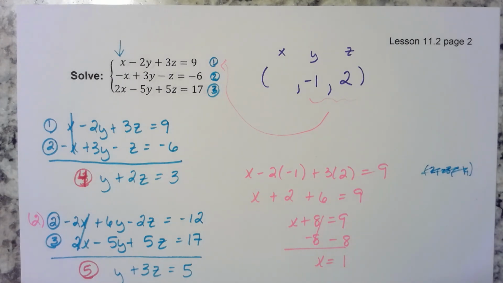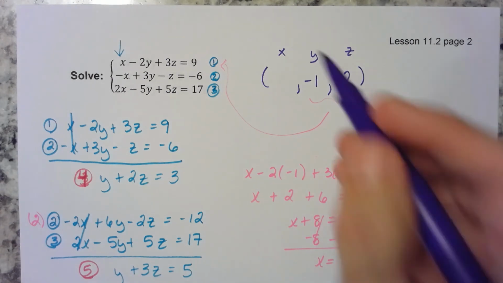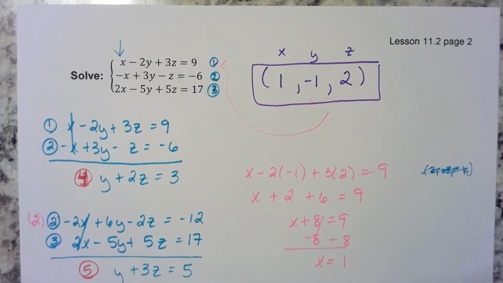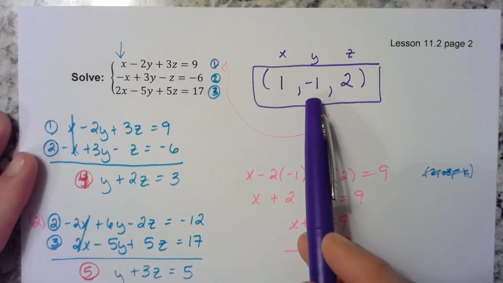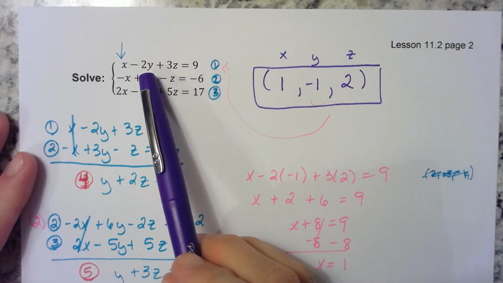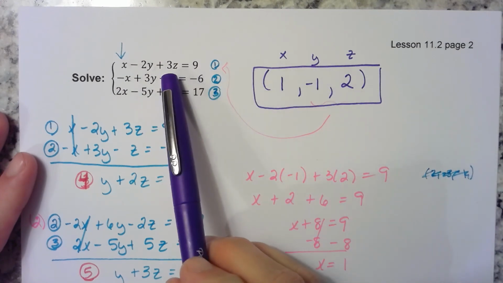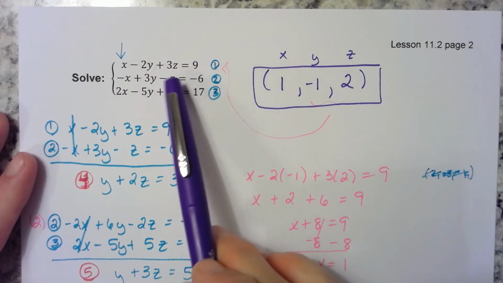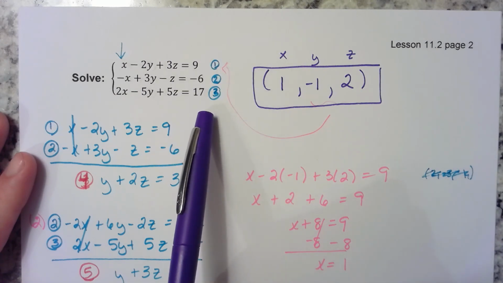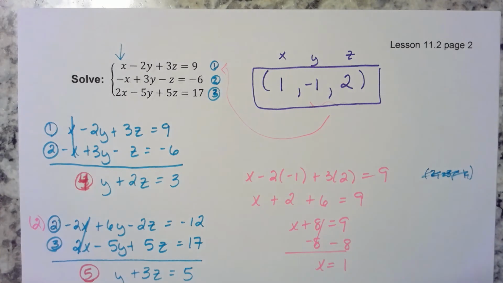So we now have our ordered triplet. 1, -1, 2. These three planes will intersect at that point. Now to check your answer, you just plug 1 in for x, -1 in for y, 2 in for z, but you have to do that for every single equation and make sure that they create a true statement. So you should be able to check every one of your answers.